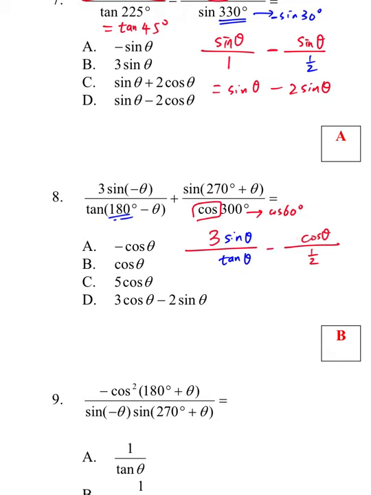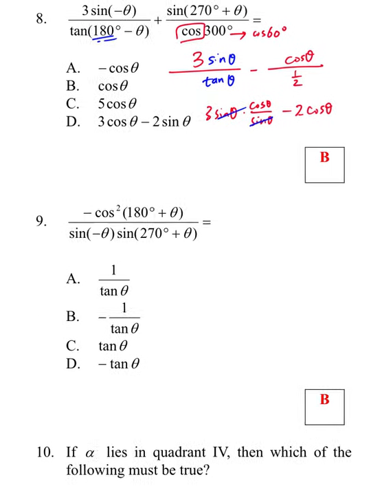So 3 sine theta over tangent theta, so this is basically cosine theta over sine theta by using identity, and what you obtain as the final answer will be B. Quite obvious. So question 9.